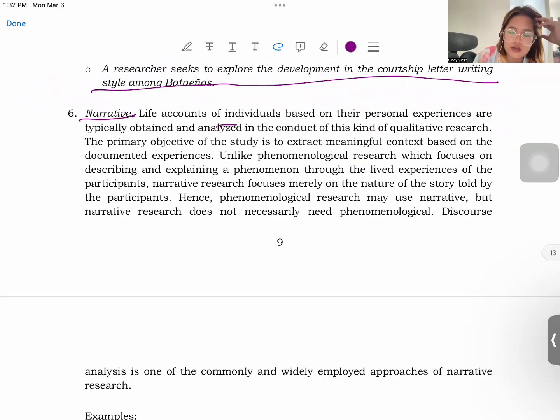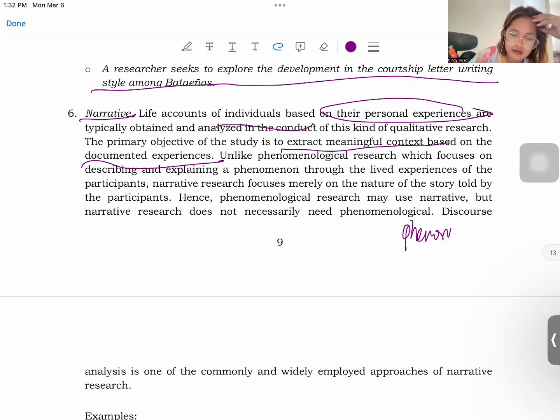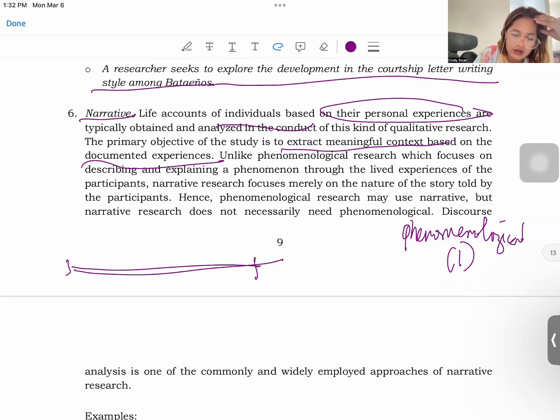These are life accounts of individuals based on their personal experiences. They are typically obtained and analyzed using qualitative research. So yung primary objective niya is to extract meaningful context-based on the documented experiences. So this is different from phenomenological. Bakit? Ang phenomenological, even if you try to look at the experiences, naka-focus lang siya sa isang phenomenon. Ang narrative, yung entire life nung tao or yung life story ng tao. Unlike sa phenomenological, yung specific na segment lang dun sa buhay niya. Okay? So, phenomenological research may use narrative, but narrative does not necessarily need phenomenological.